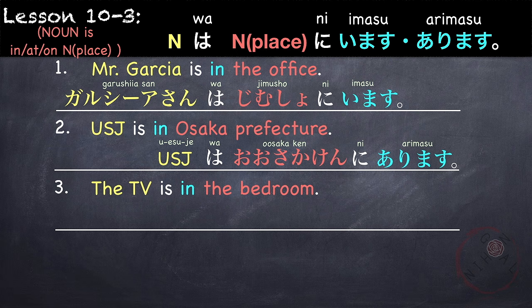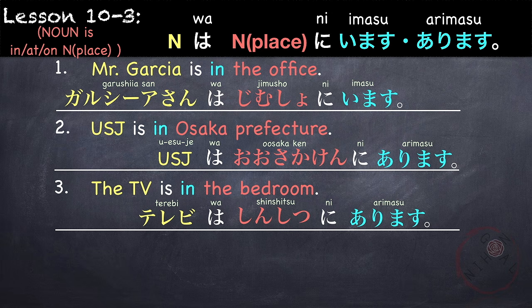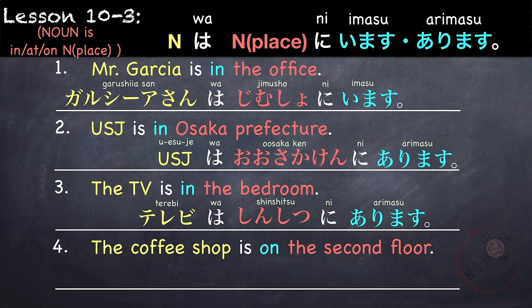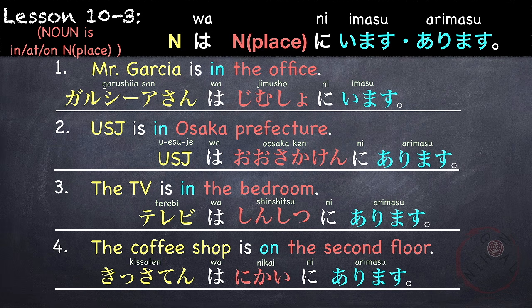Next, the TV is in the bedroom. テレビは寝室, or you can say bedroom, にあります. テレビは寝室にあります. The coffee shop is on the second floor. 喫茶店は or コーヒーショップは2階にあります. 喫茶店は2階にあります.